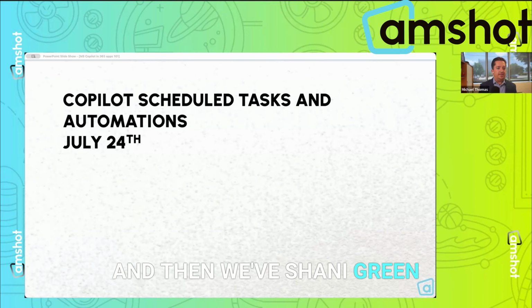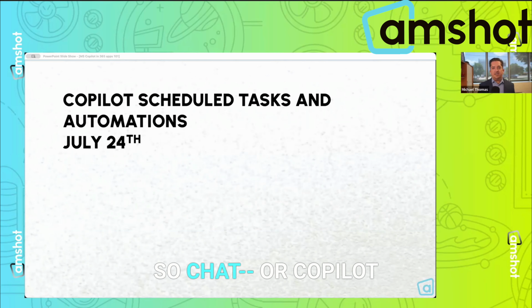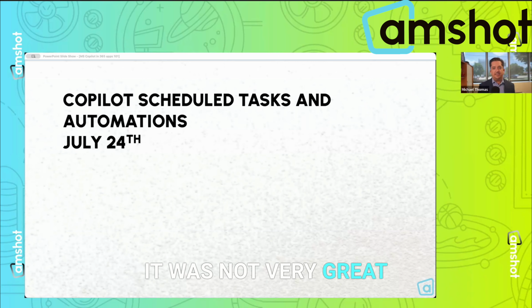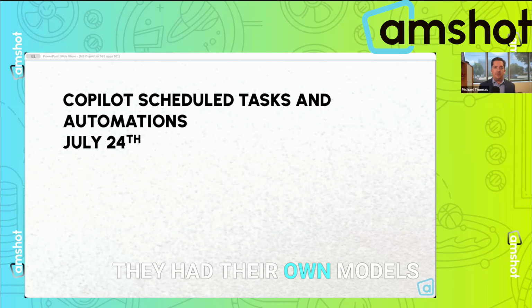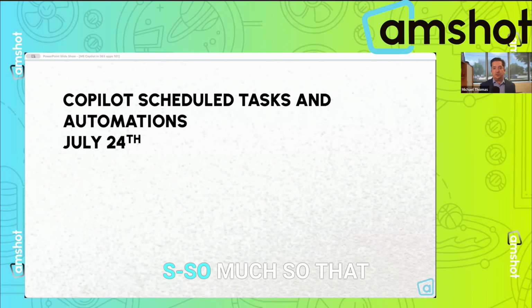And then we have Shady: with this new model, will the abilities of Copilot come up to the same levels as ChatGPT? This is a great question. Copilot kind of had a bad rap. It was not very great, definitely not until 2025, to late 2025. They had their own models, older models, most of them were ChatGPT, but they were not very good. So much so that we did not use Copilot anymore. We were using the ChatGPT stuff.